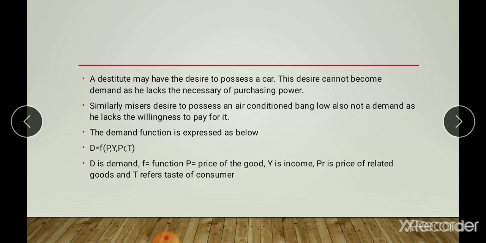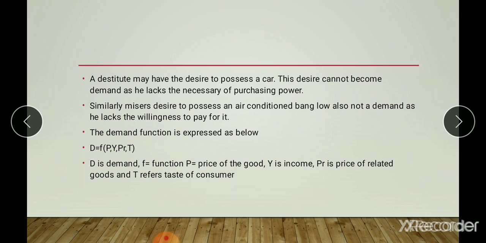Similarly, a miser desires to possess an air-conditioned bungalow, which is also not a demand as he lacks the willingness to pay for it. A miser or a hoarder spends very little money to buy goods and services. He also desires to buy an air-conditioned bungalow, but this is also not a demand because he is not willing to make a payment.